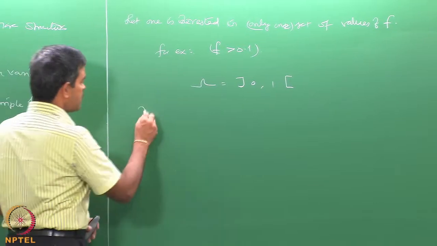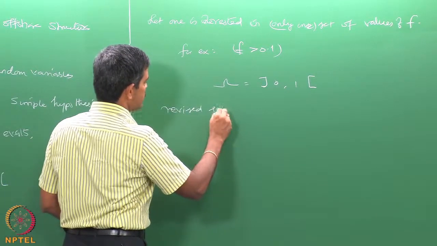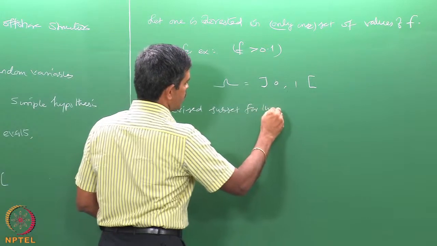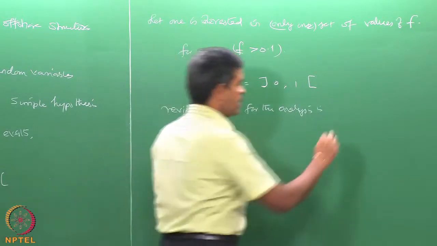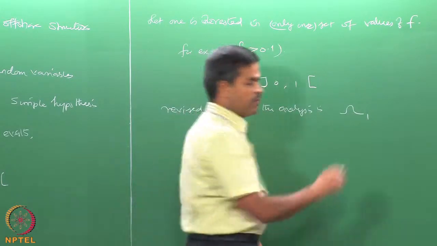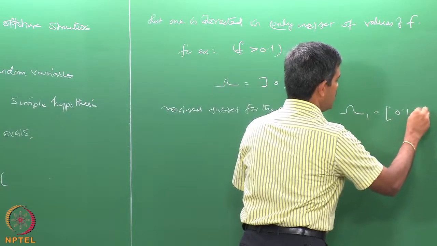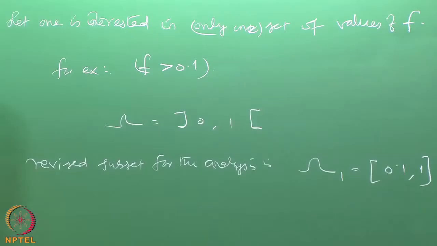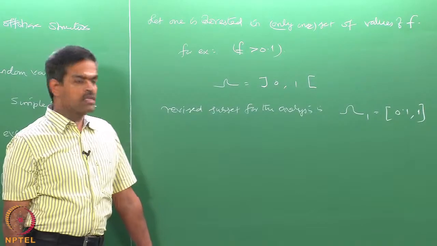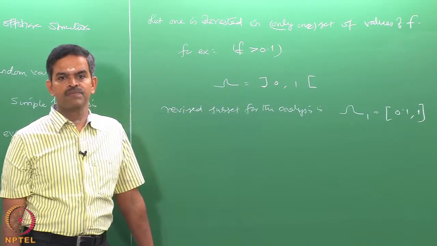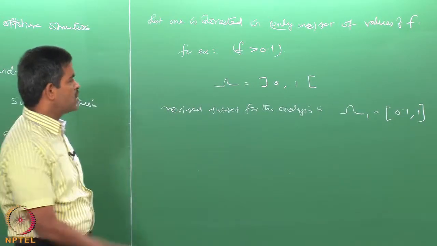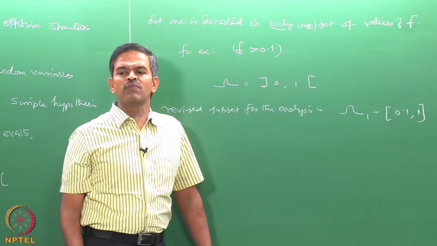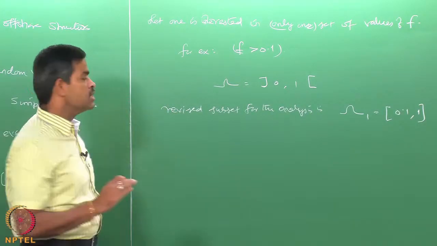Therefore, now the revised subset for the analysis, let us call this sigma 1, is 0.1 to 1, because I am interested in values exceeding 0.1. Kindly see that one is not interested in certain actual values of f. For example, if the value is less than 0.1, it does not actually correspond to any failure. Such values are called nuisance parameters.